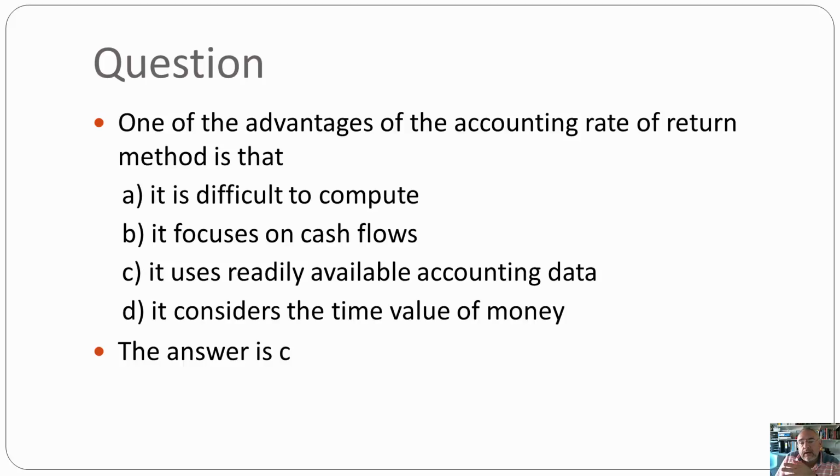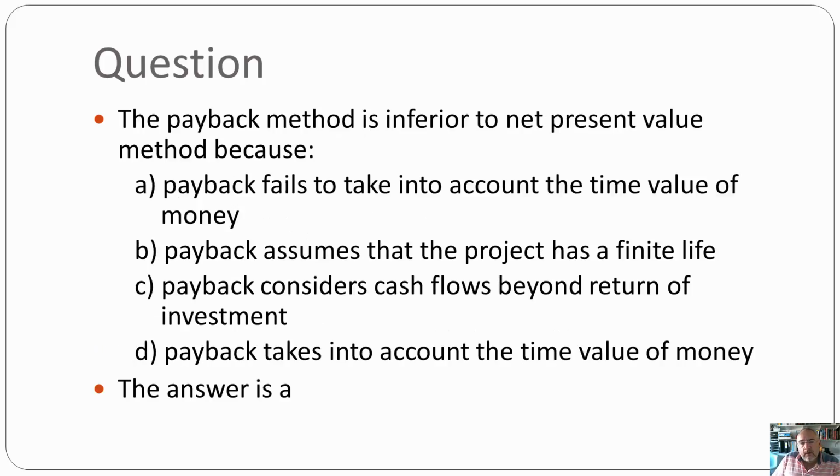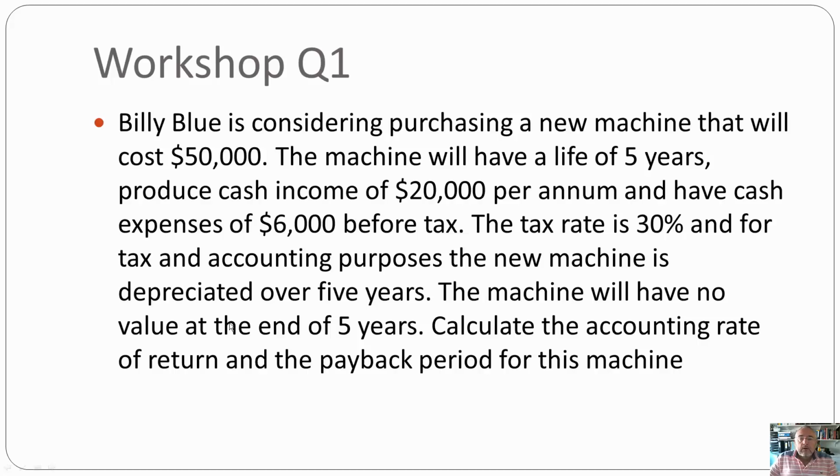We know that the accounting rate of return is easy in the sense that we're usually predicting accounting numbers anyway. That's one reason you might choose accounting rate of return. We know that the payback method is good because it takes into account risk in an implicit sort of way, but it's bad because it doesn't take into account the time value of money. Okay, so let's have a look at workshop question 1.